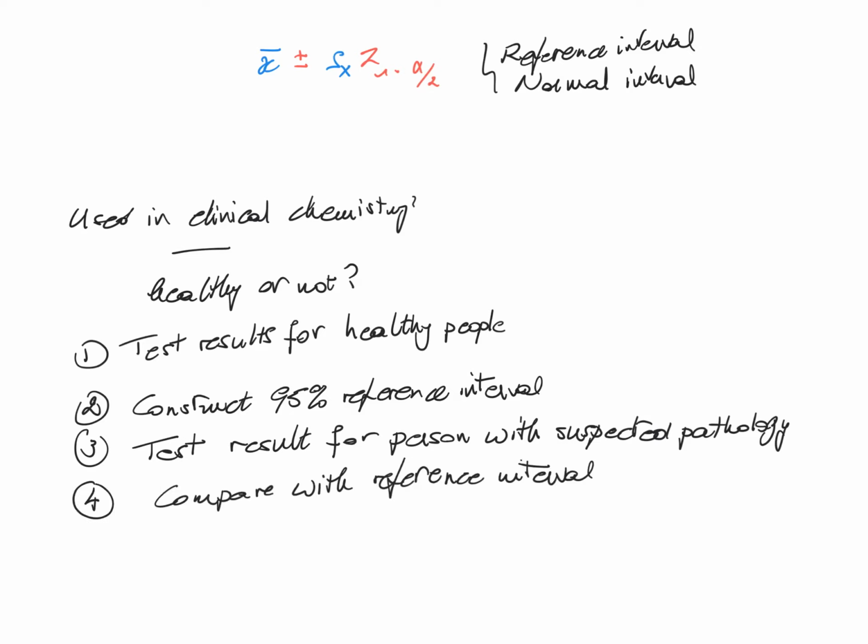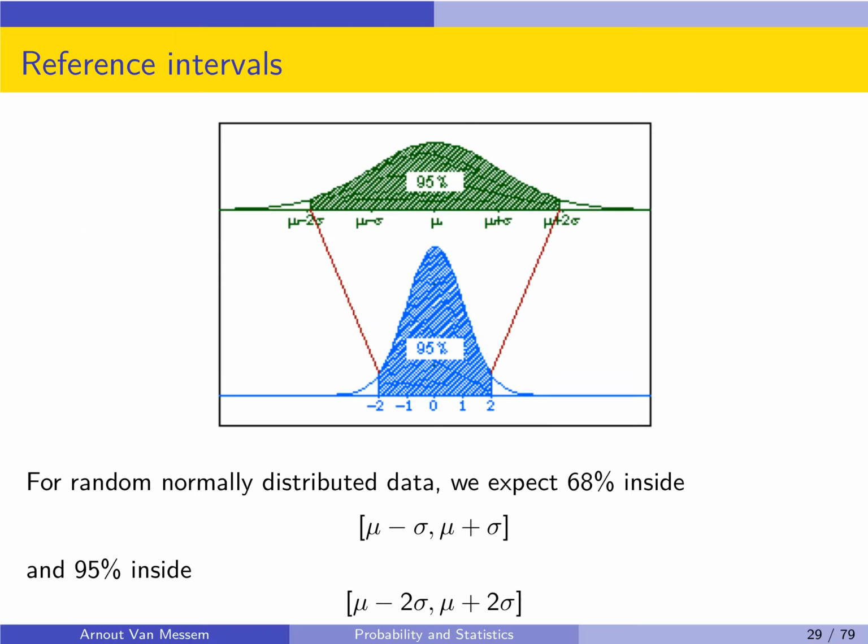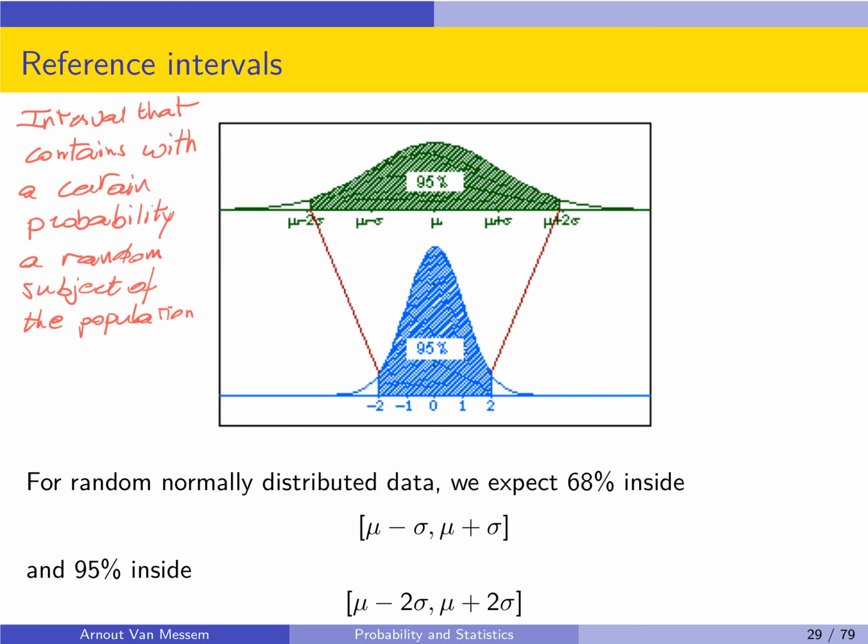Since you know that 95% of the data of healthy people should lie in the reference interval, you could say that if the test of this new person falls outside the interval, it is most likely that he is not healthy because his test result is deviating from the reference interval of the healthy people, and so you can be quite certain, or you have a strong indication, that this person is not healthy. If it lies within the interval, then you have a strong indication that the person is healthy. So again, a reference interval is an interval that contains with a certain probability a random subject of the population.